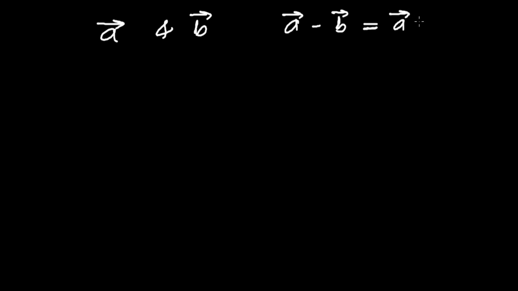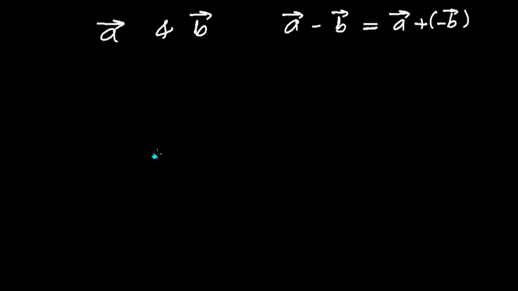Let's say I have a vector A and another vector B, and I want to find out what is A minus B. The subtraction of two vectors we generally represent in the form of addition: vector A plus the negative of vector B. Better I will show you in a figure.